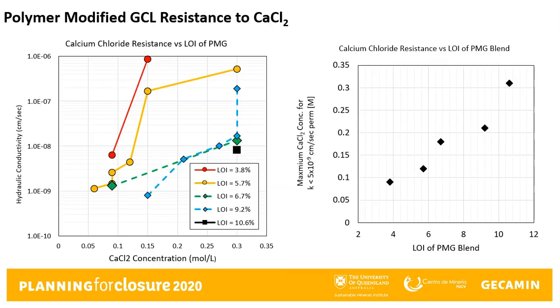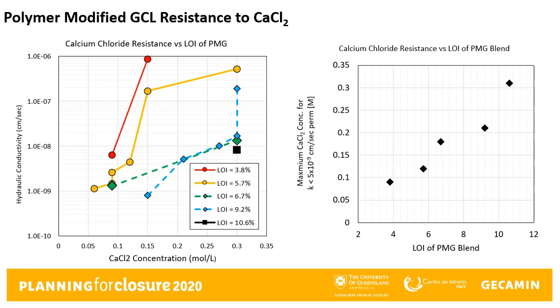The chart in this slide shows the chemical resistance of each of the PMGs to the increasing calcium chloride concentrations. Each one of those lines represents a different polymer-modified GCL formulation, with red being the lowest polymer modification and black being the highest polymer modification.